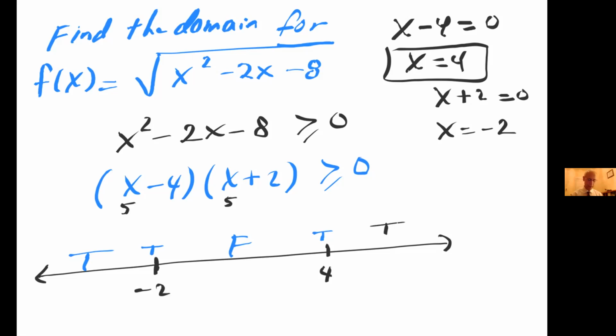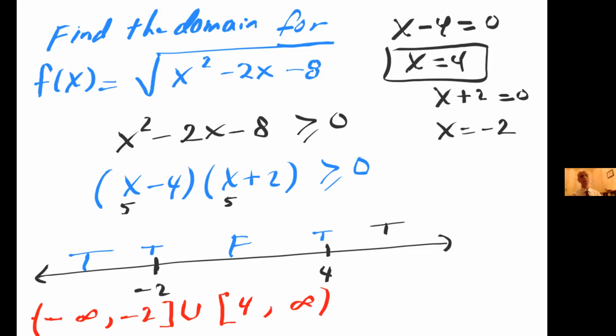So what is the domain of this function? The domain of this function is the set of numbers starting from the smaller numbers, so negative infinity all the way to negative 2, where negative 2 is included, together with from 4, where 4 is included, all the way to positive infinity.